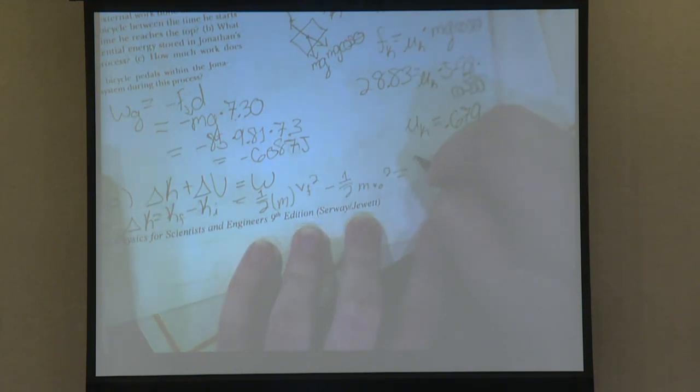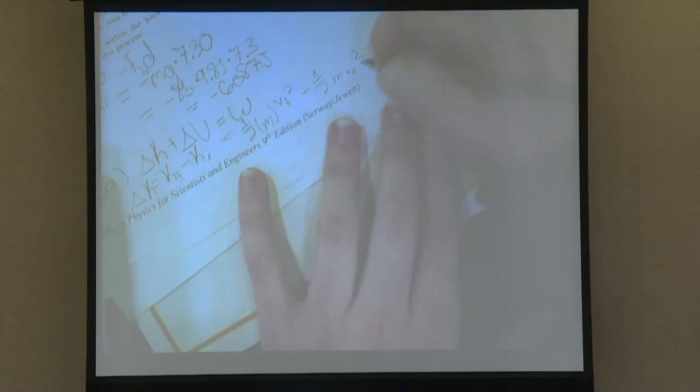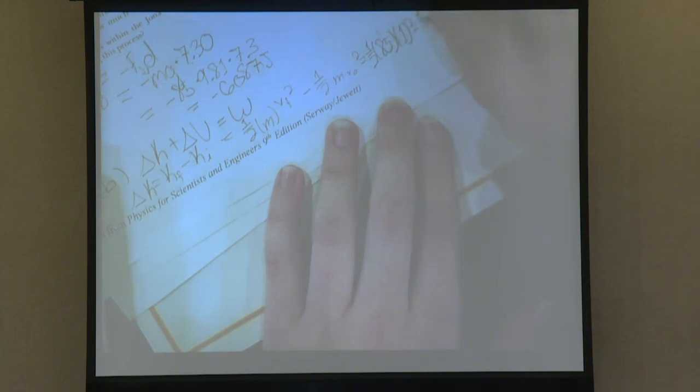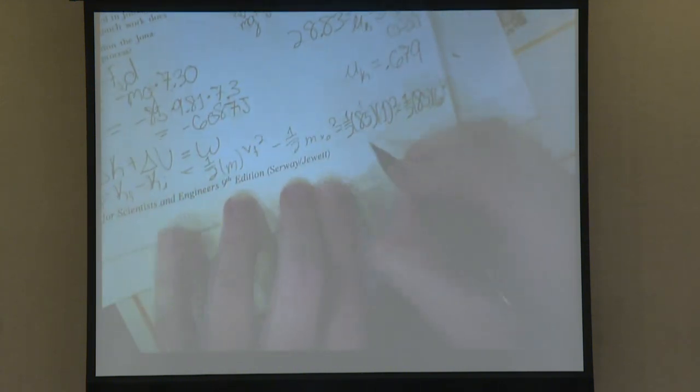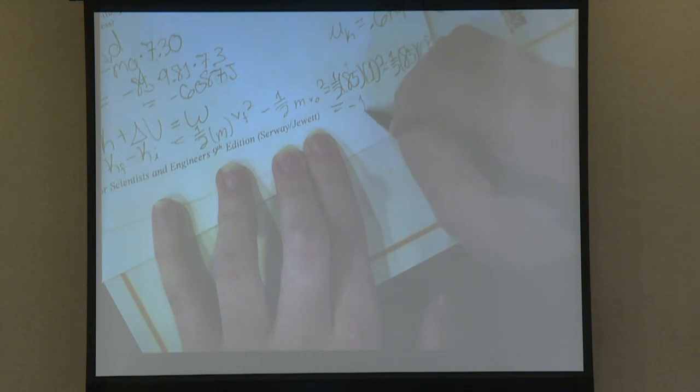When we solve for that, we have 1/2 times 85 times 1 squared minus 1/2 times 85 times 6 squared. Okay, let me rewrite that really quick for you guys. Equals 1/2 times 85 times 1 squared minus 1/2 times 85 times 6 squared. You're going to get a negative number from this because the speed was greater initially, which shows there was a decrease in kinetic energy, and you're going to get negative 1490.